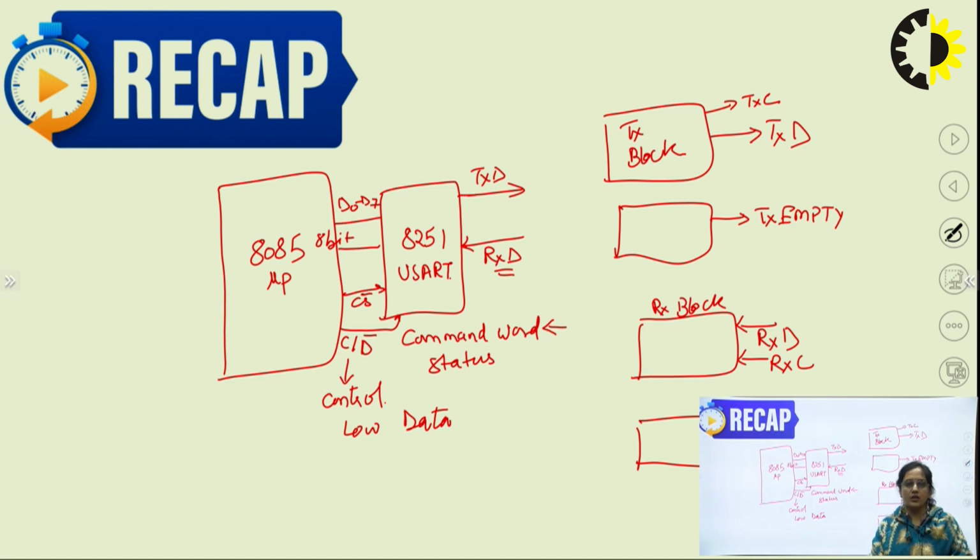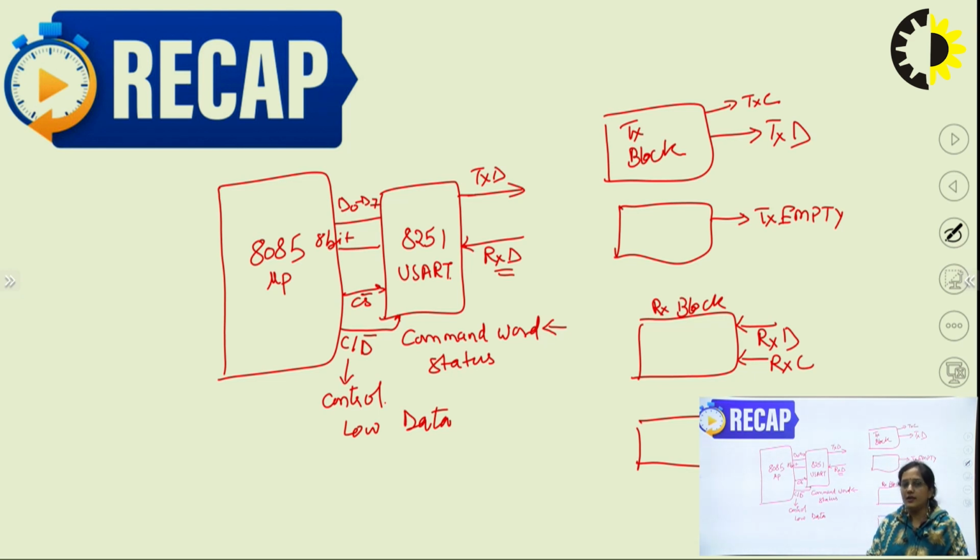The same operation we can perform with 8086. The connections will change and some programming instructions will change, but overall the hardware remains the same. The 8251 is used as a peripheral IC with a microprocessor, and it can also be used with a microcontroller. If we want to communicate through an 8051 microcontroller, then again we can use USART.